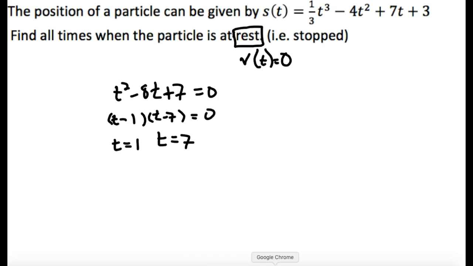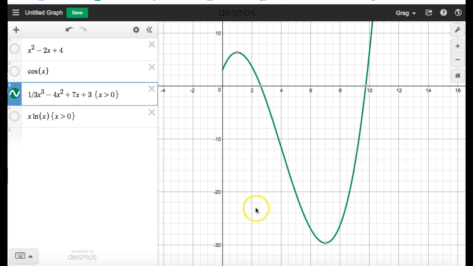Visually, if we go back to our graph, remember, velocity is the slope of position. So if this is my position graph, we want places where the slope is 0, meaning we have a horizontal tangent line. Well, that happens here at 1, and it happens down here at 7.